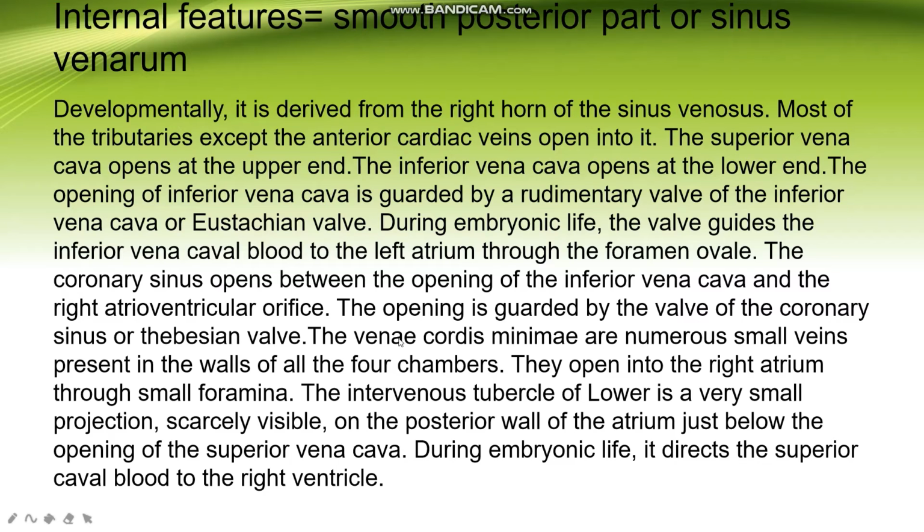The venae cordis minimi are numerous small veins present in all four chambers. They open into the right atrium through small foramina. The intervenous tubercle of Lower is a very small projection, scarcely visible on the posterior wall of the atrium, just below the opening of the superior vena cava. During embryonic life, it directs the superior caval blood to the right ventricle.